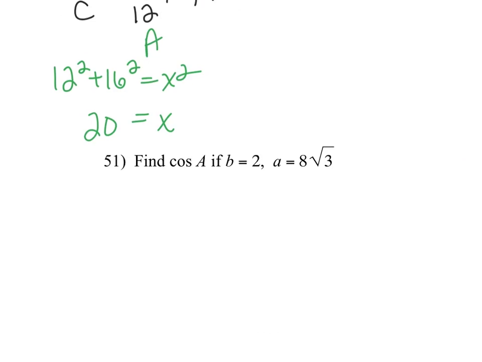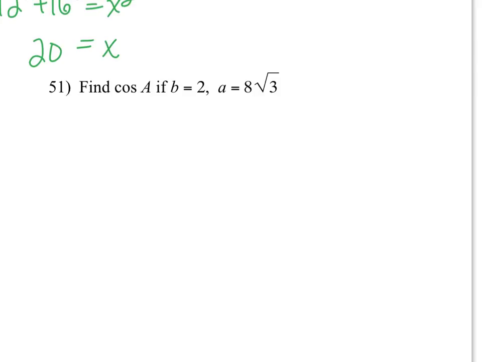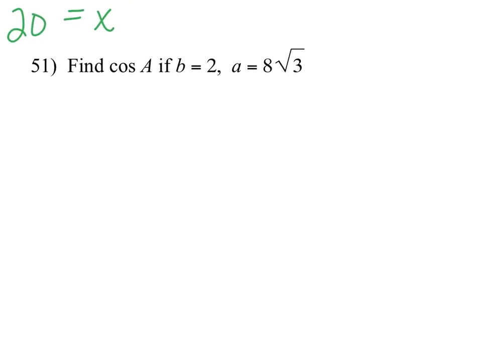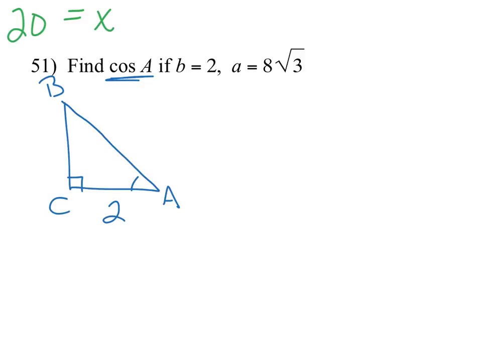And then number 51, same basic thing. Math isn't going to be as pretty. We got some radicals. Cosine of A is what we want. Right angle, so I'm putting my A here. It's told that C is the right angle, so this is B. The side opposite B is 2. The side opposite A is 8 radical 3. The cosine of A is adjacent over hypotenuse.